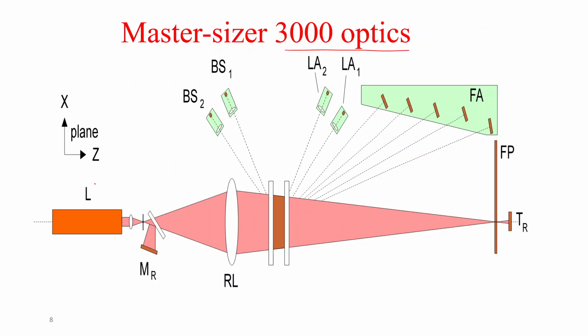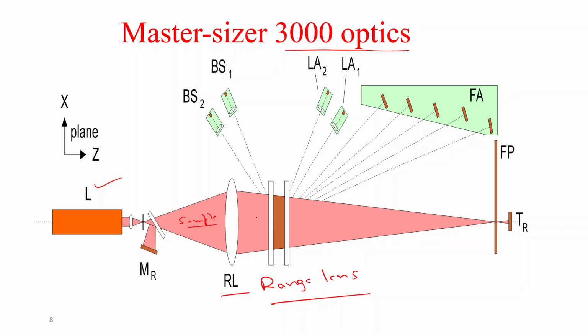Now this is Mastersizer 3000 optics, showing what the components of the instrument are. One is a laser light that will pass through the mirror. Here is one mirror that will focus the light coming from the laser onto the range lens. So this is the range lens. Again, this light will be focused, and here it will be the sample. So this laser light will be striking the particles in the sample, and the scatter light will be focused by the lens to the beam splitter. Then the beam splitter will divide the path of the light to different parts.